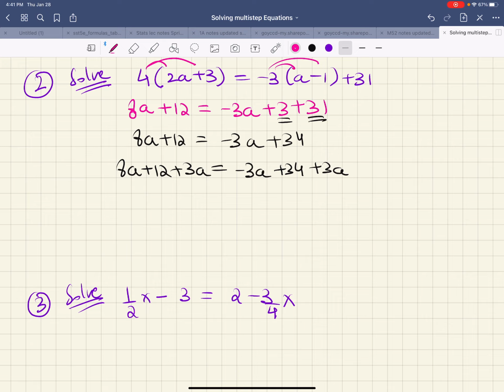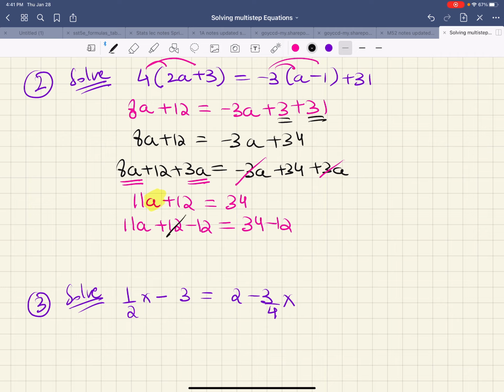Let's see next. There are some like terms I can combine on the left-hand side. 8a plus 3a is 11a, plus 12 equals 34. Lastly, my goal is to isolate the a. So the only thing I want to keep here is a. I want everything else to go away. So first I'm going to start by attacking the +12 that is sitting over here. To undo the +12, I would have to subtract 12 from both sides.